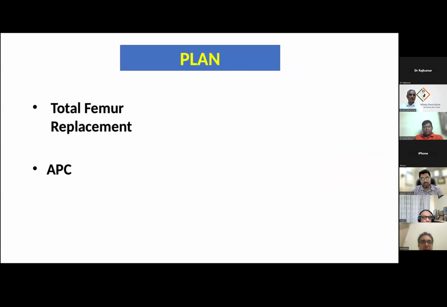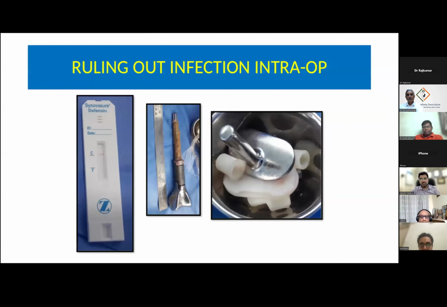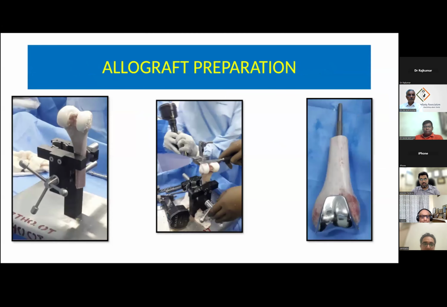So the plan was either total femur replacement or what we do, allograft prosthesis composite, APC. But total femur replacement at the age of 39 is a no for us. So what we did, we removed all the implants and did Synovasure at that time. It was more of a thing to do; nowadays we don't do it. So it was negative. On the back table, we prepared a distal femur allograft.